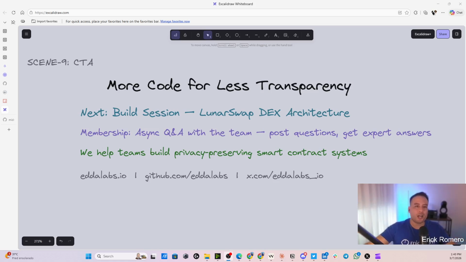If you want to see how this access control module plugs into a real application, the build session walks through the full LunarSwap DEX architecture, contracts, wallet integration, and how the roles actually wire into the swap logic. And the explainer covers why OpenZeppelin building for Midnight matters for the whole ecosystem.